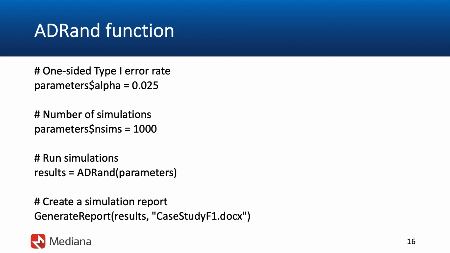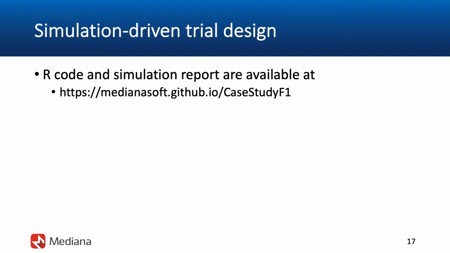And then to be able to produce a detailed, really comprehensive simulation report that you can easily save to your computer and use for future reference, you will need to take this results object and pass it to the generate report function, and then specify the file name for this function. The function is going to generate a report. It's a multi-page document in Microsoft Word format, and it's going to save it to your hard drive under the name case study f1.docx.